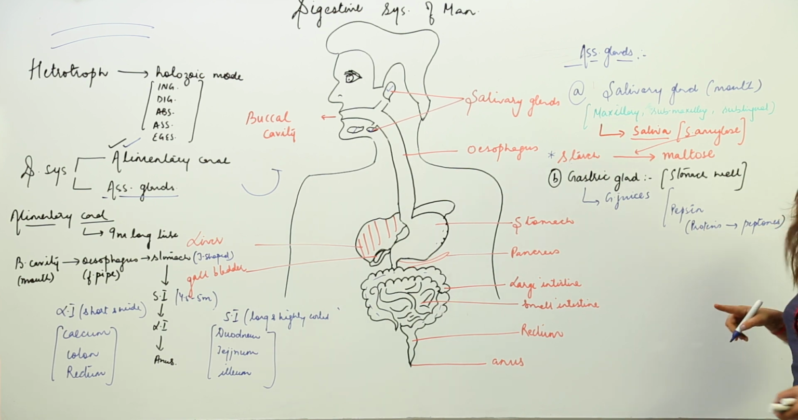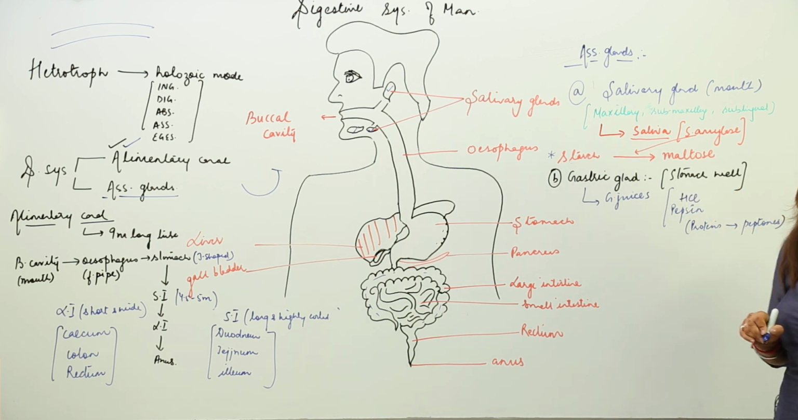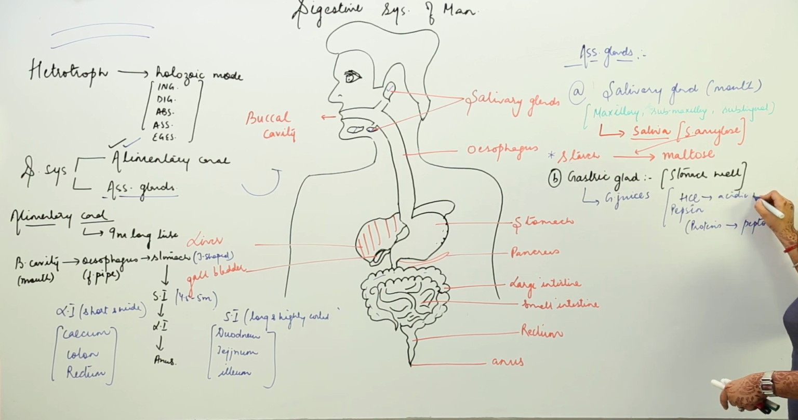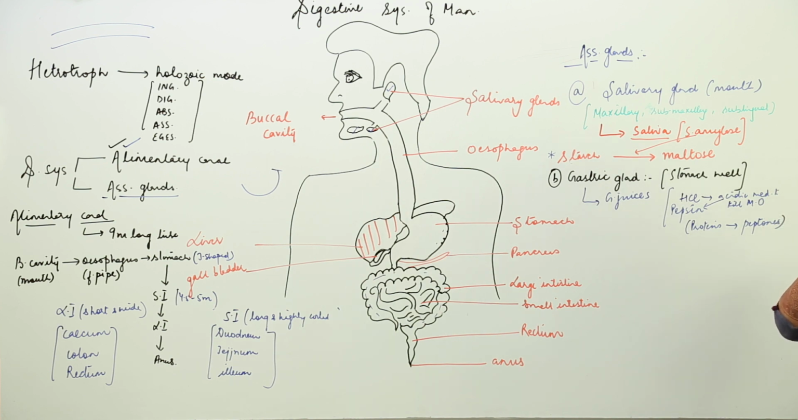But there is one problem: pepsin does not function in a neutral medium. It functions in an acidic medium. So before the secretion of pepsin, what is secreted in the stomach? HCl is secreted. What is the function of HCl? It provides an acidic medium for the functioning of pepsin, and secondly it kills microorganisms if some are present in the food.